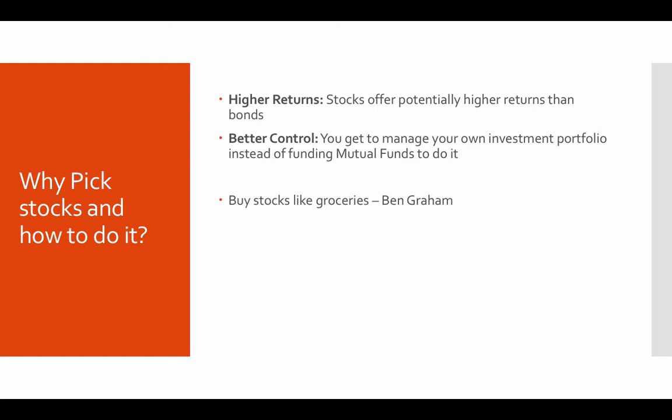Now that we've covered why we pick stocks, let's understand how to do it. Benjamin Graham, the person behind the book known as The Intelligent Investor, had a saying: buy stocks like you would buy groceries. What this means is whenever we go buying groceries, we look for good deals. We try to see whether things are offered at a discount, or whenever things are priced at a point where we feel this is as per our expectations, we buy them.